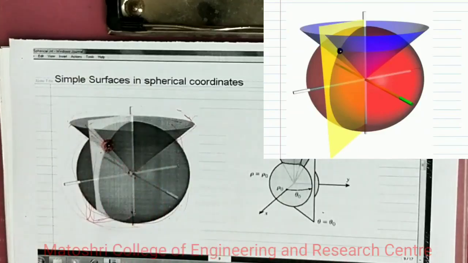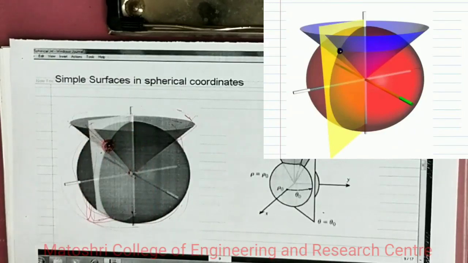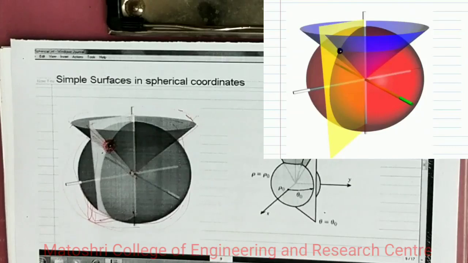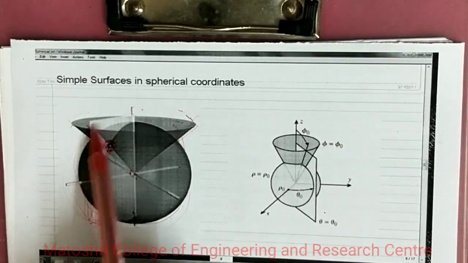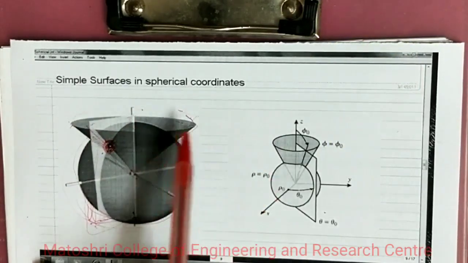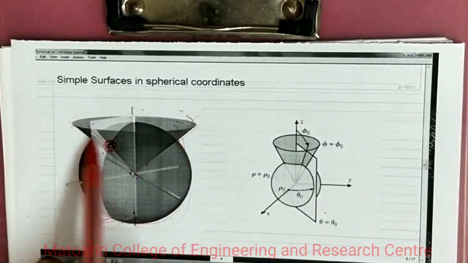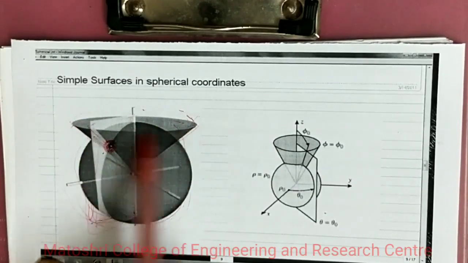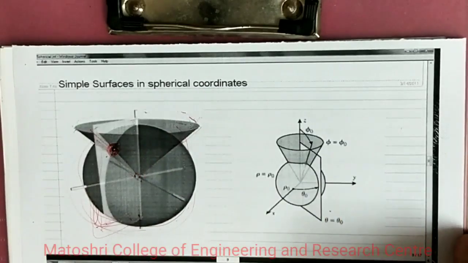Now to specify the location of the point, we need to specify the parameters of the 3 surfaces. The first parameter of the sphere is its radius. The second parameter, of the phi equal to constant plane, is phi, similar to the circular cylindrical coordinate system, and third is the angle theta. Theta is the angle of a cone. So this angle theta we need to specify to specify the cone, and the intersection of the 3 surfaces will be the location of the point.